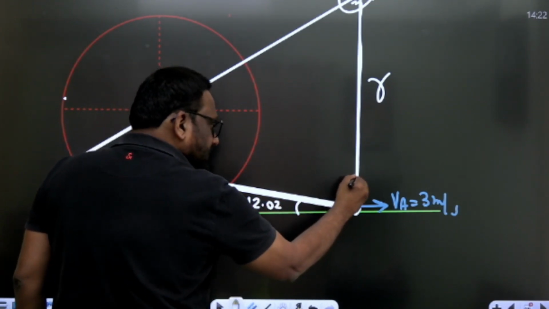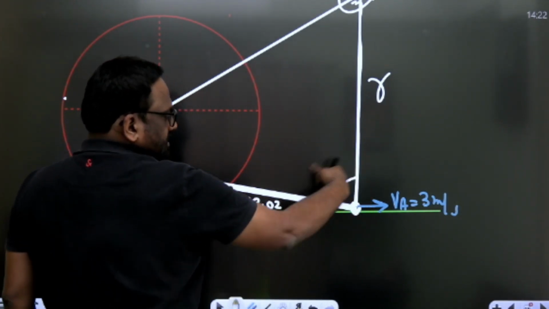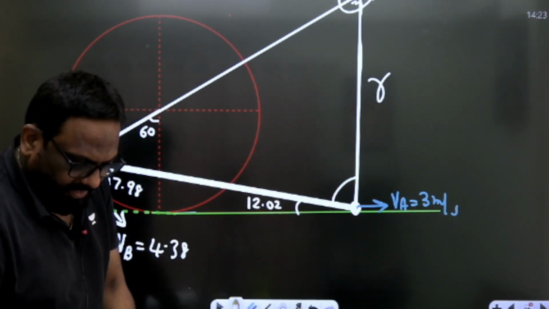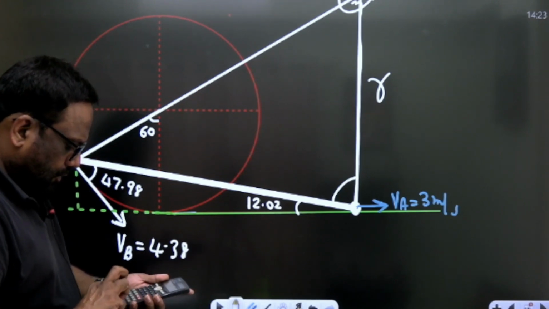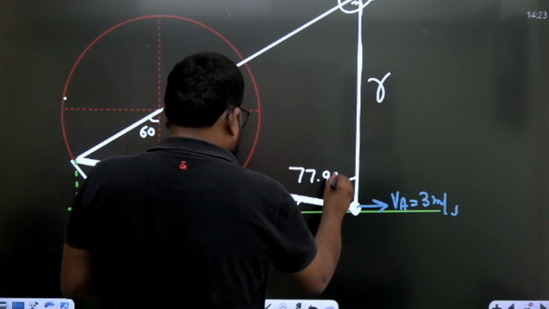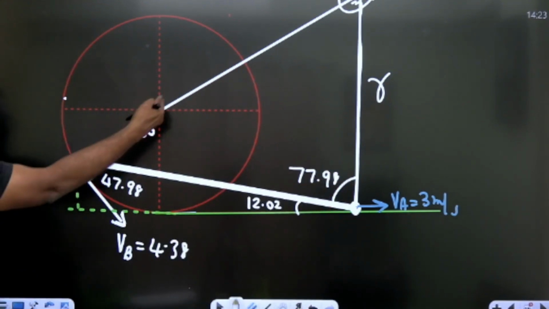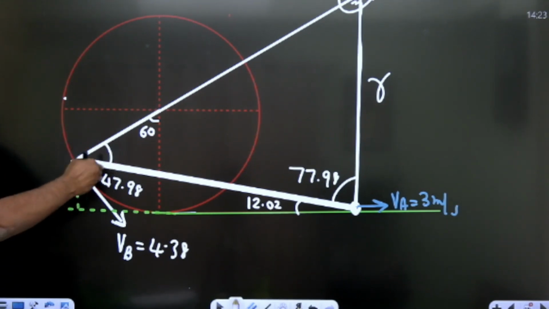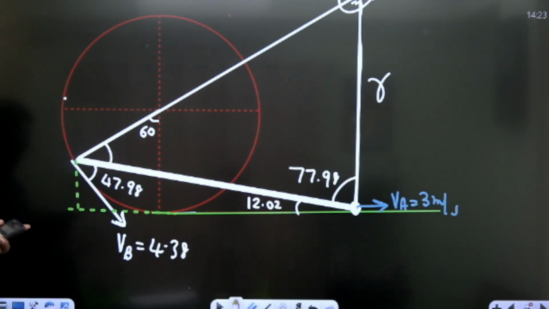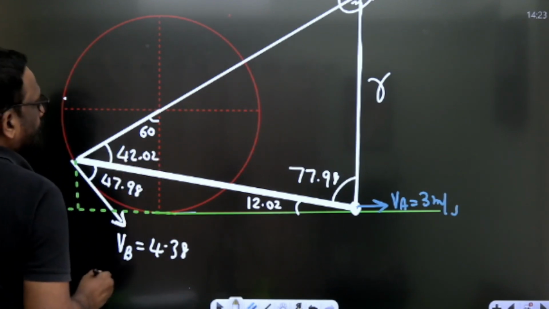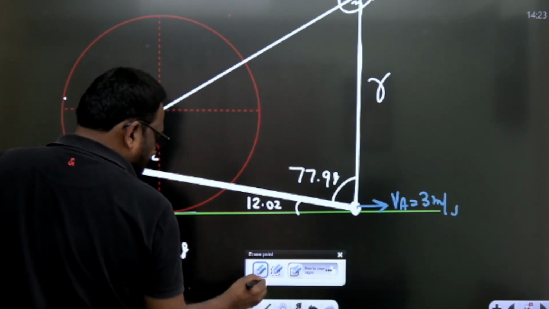12.02. So what will be this angle, sir? This total is 90, sir, total 90. So this vertical, this horizontal, total 90. You remove 12.02 from 90. So this is 77.98. Excellent, sir. This line is perpendicular, so what will be this angle, sir? This total is 90. Remove 47.98 from 90. So you will get 42.02. You may be wondering, sir, why are you doing all these things? I will tell you, don't worry.